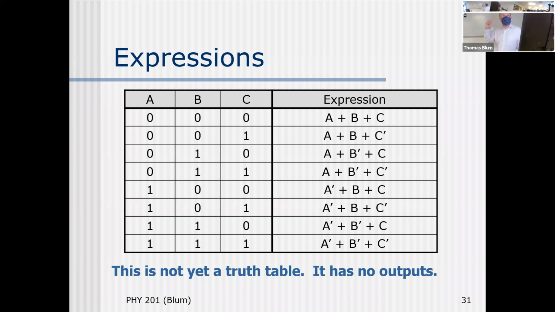Before, I was working with ANDs and trying to make ones. Now I'm working with ORs and I'm trying to make zeros. So how do I make this a 0? To make an OR expression turn 0, I need all zeros. So this second row here is A or B or C prime. That's when it's all zeros. So that's why I prime it. A or B prime or C. A or B prime or C prime. A prime or B or C, etc.